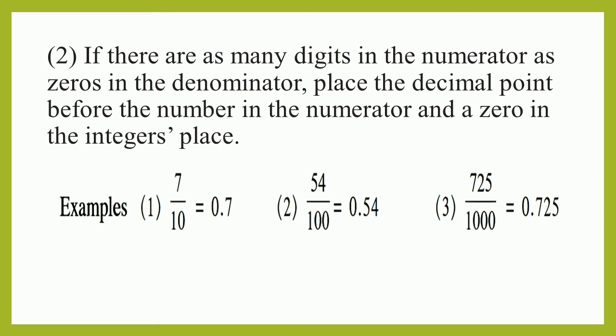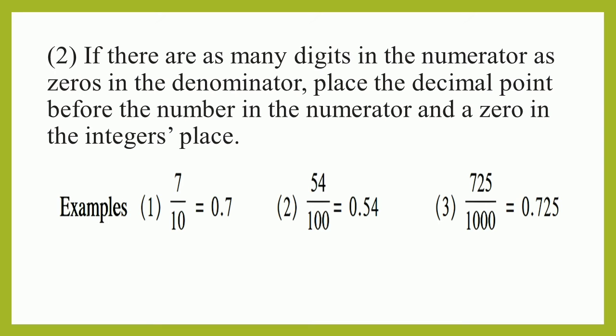So the number is 0.7. Again in the second sum, the numerator is 54. That means 2 digits, and in the denominator there are 2 zeros. So both are the same: the number of digits in the numerator and the number of zeros in the denominator. So we will put the point before the number, so 0.54, and we put 0 in the integer place. So the number is 0.54.